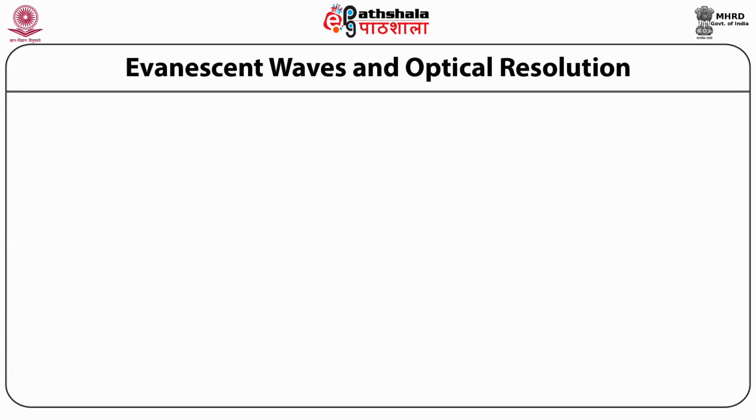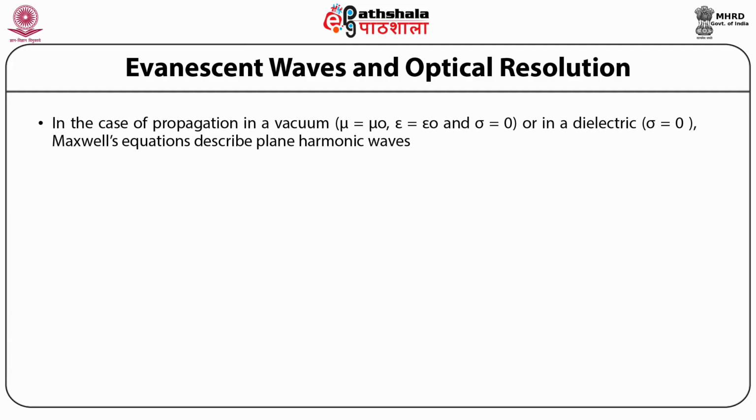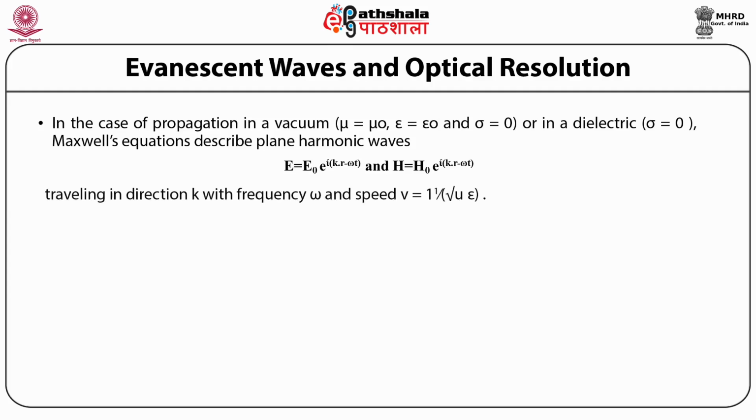We next discuss the evanescent waves and optical resolution. In the case of propagation in a vacuum, we know mu is equal to mu naught, epsilon is equal to epsilon naught, and conductivity sigma is equal to 0. Or in a dielectric, also we know sigma is equal to 0. So Maxwell's equations describe plane harmonic waves by the equations E = E0 e^(i(k·r − ωt)) and H = H0 e^(i(k·r − ωt)), which is traveling in direction k with frequency omega, and speed v equal to 1 divided by the square root of mu epsilon.